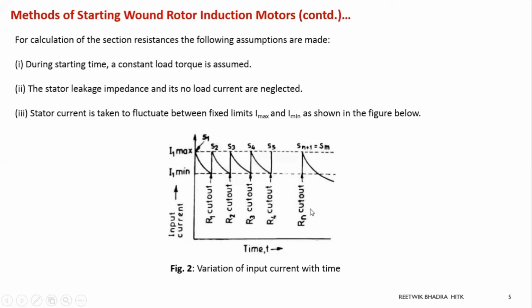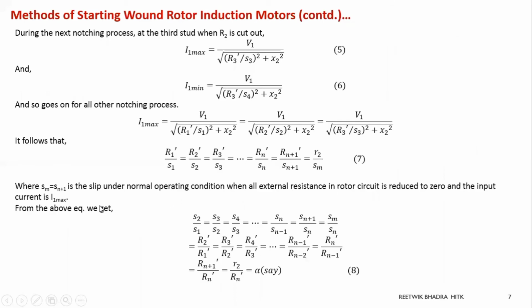If Sn plus 1 is the last stage, when the resistances are all cut off, that is nothing but equal to your Sm. So Sm is equal to Sn plus 1, the slip under normal operating conditions, where all the external resistances are cut out. That means the last slip that was developed is Sn plus 1, at which the motor is to be operated, which I have thought of as Sm. So Sm is equal to Sn plus 1.